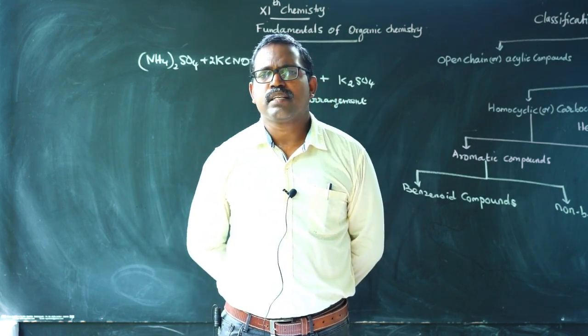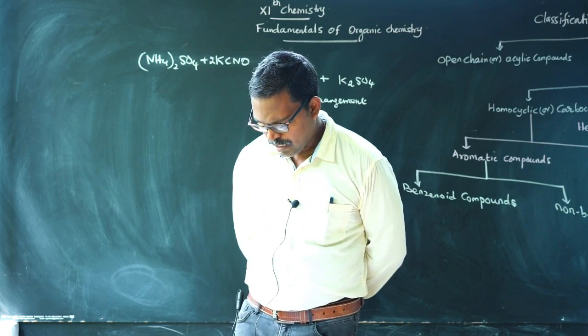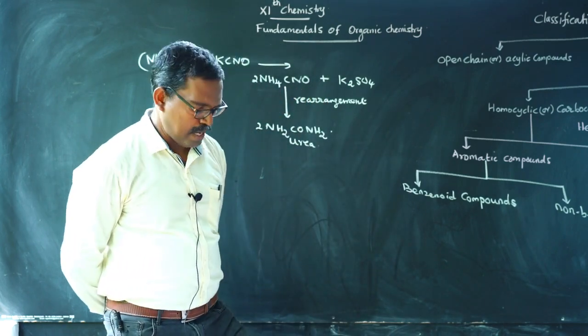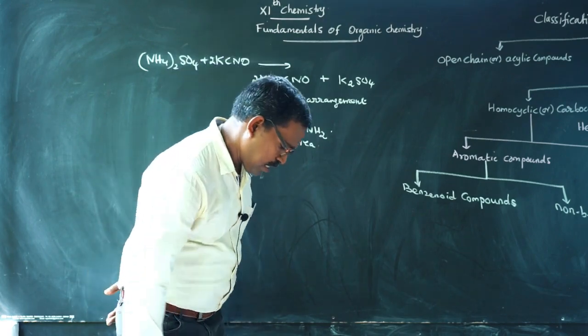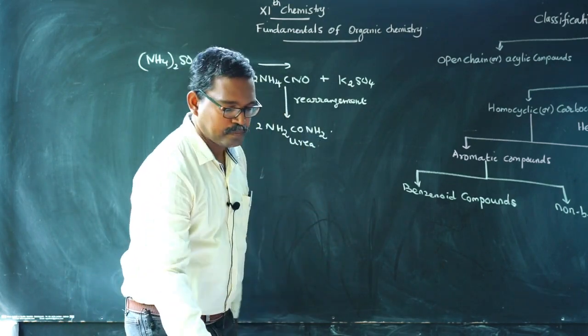Then what is the valency of carbon? You know the valency of carbon. The valency of carbon is 4. How does this valency of 4 arise?